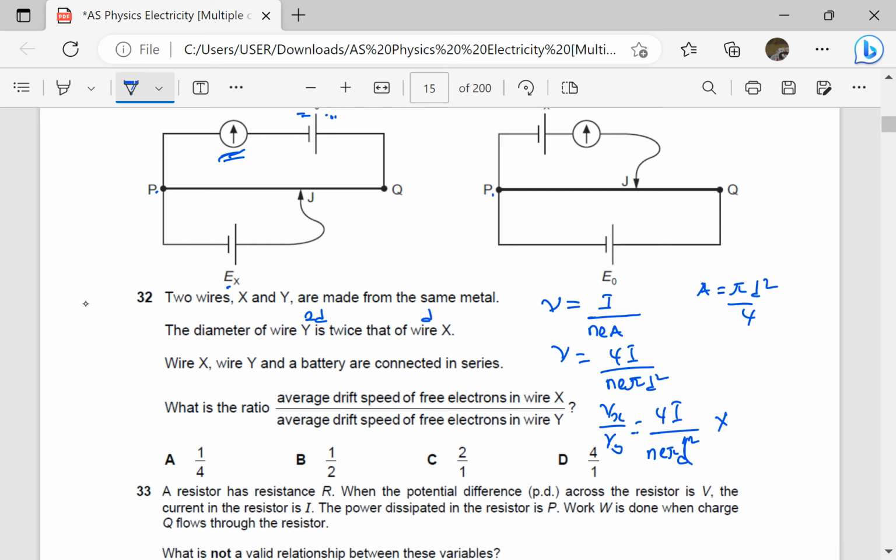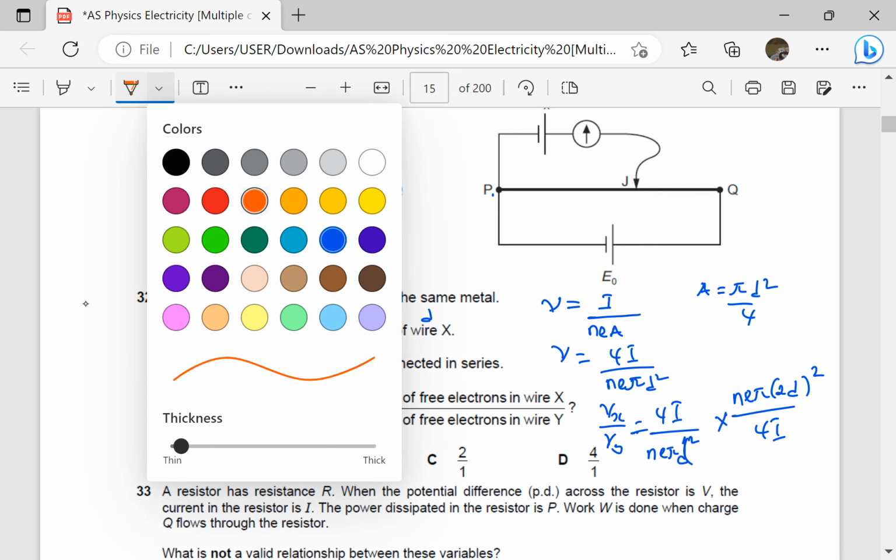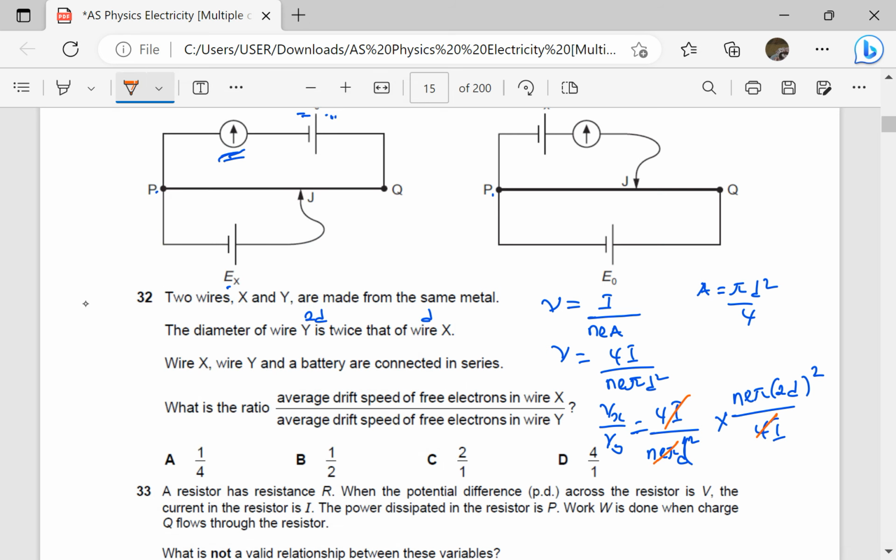Divide by, so I take the reciprocal: n e pi, and the diameter is twice for Y, so this is twice d, squared, divided by 4 times I. Some of these things are cancelling out. 4I cancels, n e pi cancels. So this gives us 4d squared divided by d squared, which gives us 4 over 1.